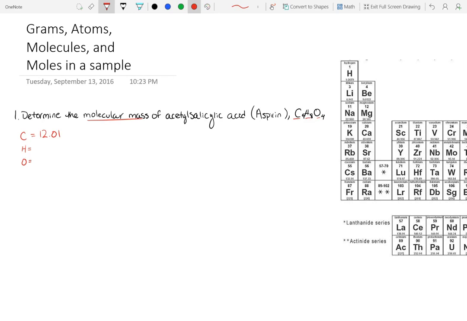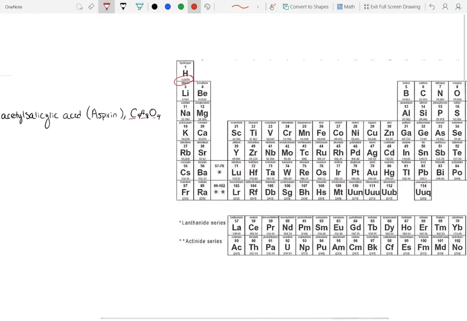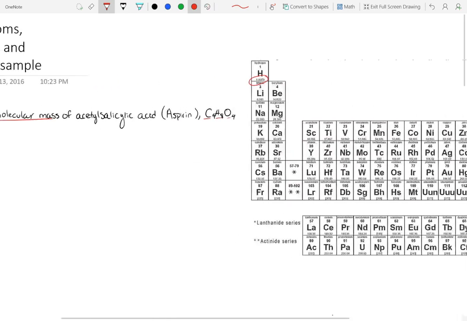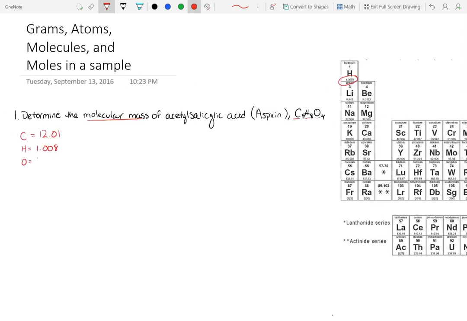And let's go ahead and save the rest of the calculations for right now. Alright, so if we look at hydrogen, hydrogen is 1.008. And oxygen is about 16. Alright? So 16.00 grams per mole, right? Let me write my units.